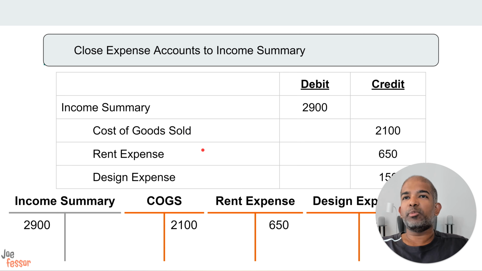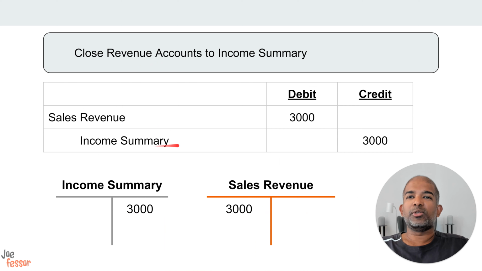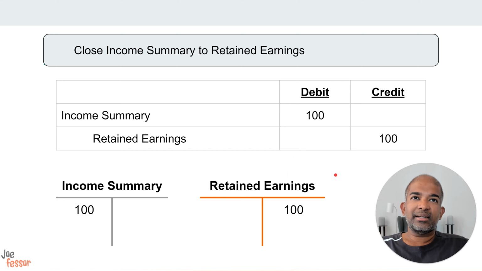Once that process is done, you see that the income summary account was credited 3,000 in the first step and was debited 2,900 in the second step. So it has a credit balance of 100. That credit balance of 100 is reversed by debiting. By debiting the income summary account by $100, I'm also closing the income summary account. And I'm transferring the 100 to the retained earnings account by crediting that by $100.